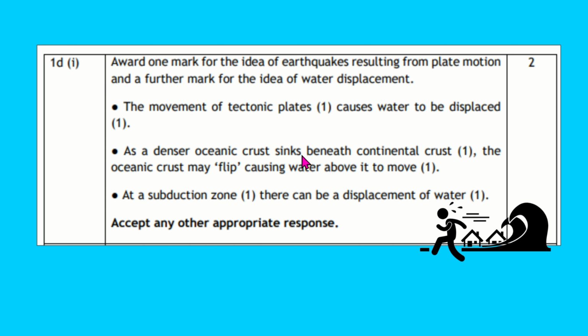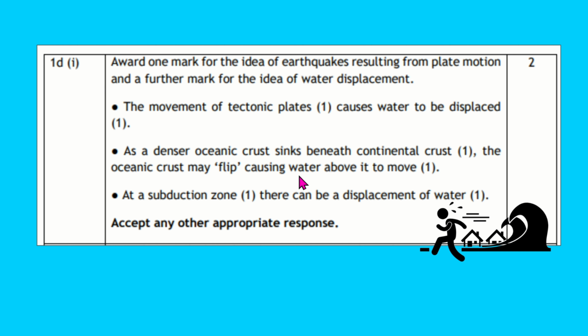As a denser oceanic crust sinks beneath the continental crust, again, that's quite complex, the oceanic crust may flip, causing water above to move. So that second mark is for flip. Continental and oceanic crust is the first mark. And then this last one, subduction zone, displacement of water.